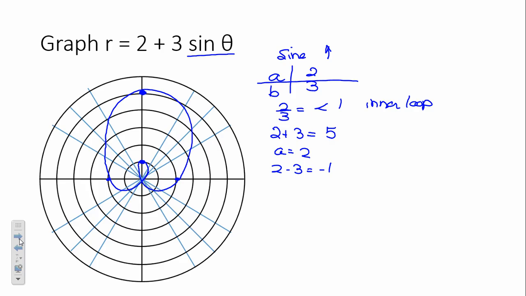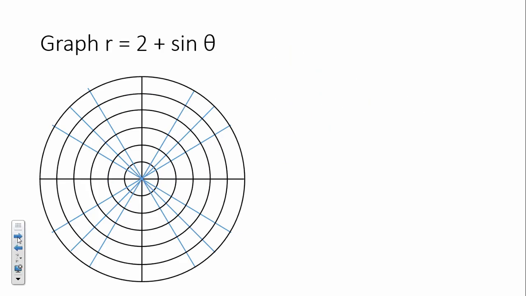One more? Here we go. All right, now we have r equals 2 plus the sine of theta. Okay? So 2 plus the sine of theta is going which way? Up. Okay? Sine. So up. What's A? What's B? So 2, right? Convex. Okay? So we know we have a convex Limaçon.